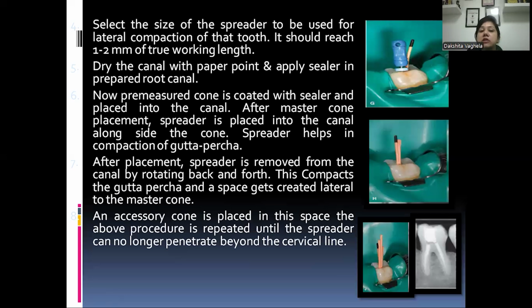So lateral condensation has been given the name lateral compaction. Why? Because spreaders are put laterally to the master cone. These spreaders compact your master cone, the GP, and then they create space for your accessory cones to be put in, right? So they are compacting your gutta-percha laterally.